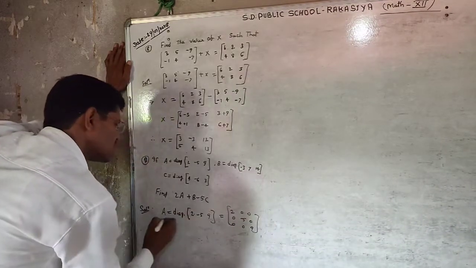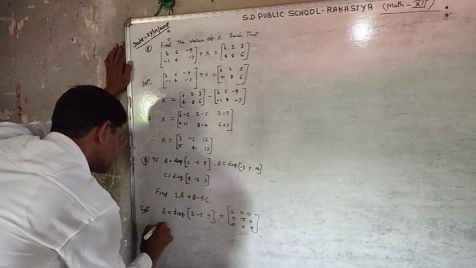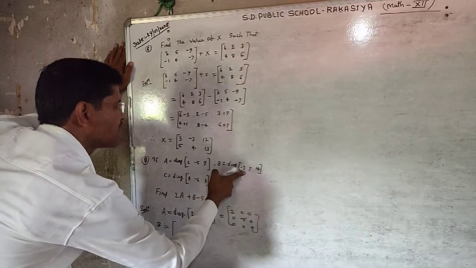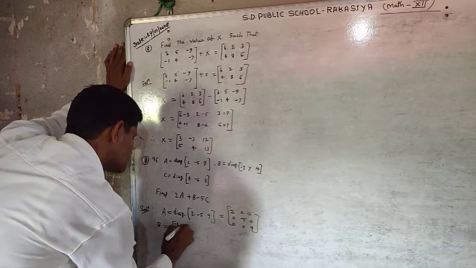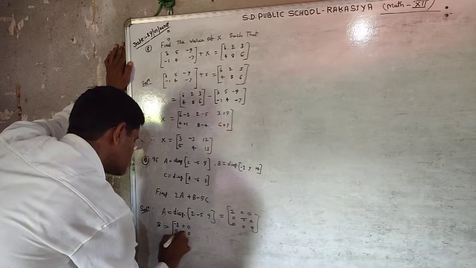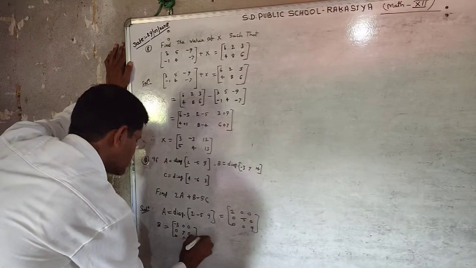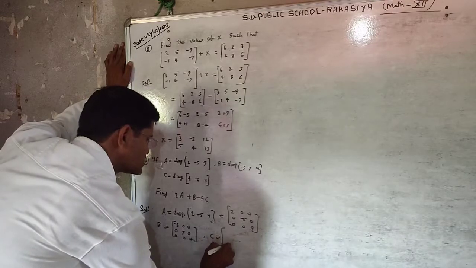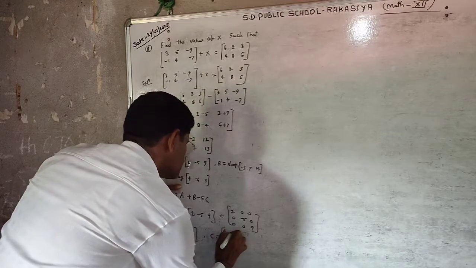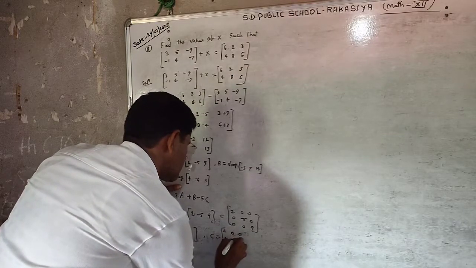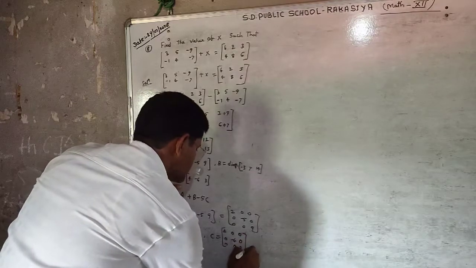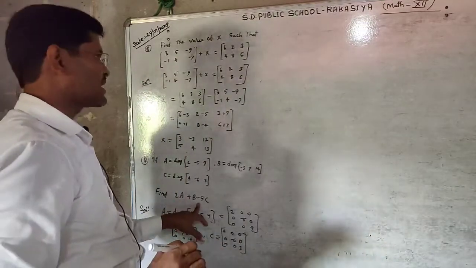It is matrix A. Similarly, matrix B is the diagonal matrix of minus 3, 7, and 14: minus 3, 0, 0, 0, 7, 0, 0, 0, and 14. And matrix C is the diagonal matrix 4, minus 6, 3: 4, 0, 0, 0, minus 6, 0, and 0, 0, 3. Now we have to find 2A plus B minus 5C.